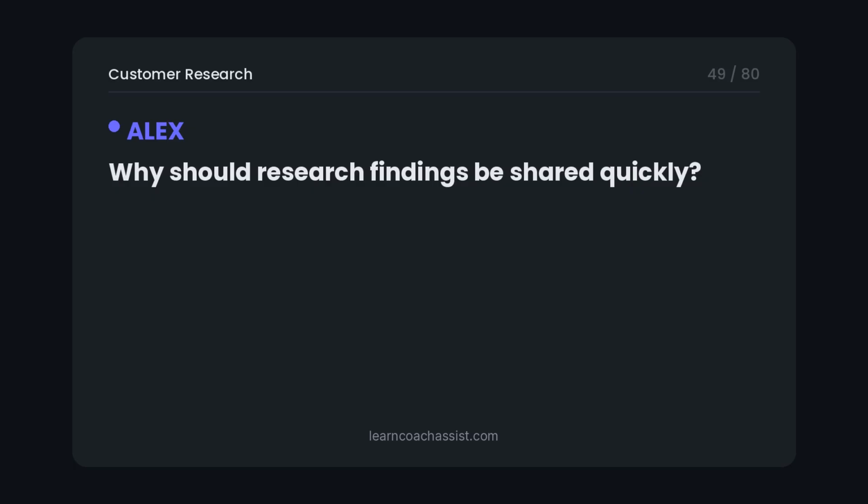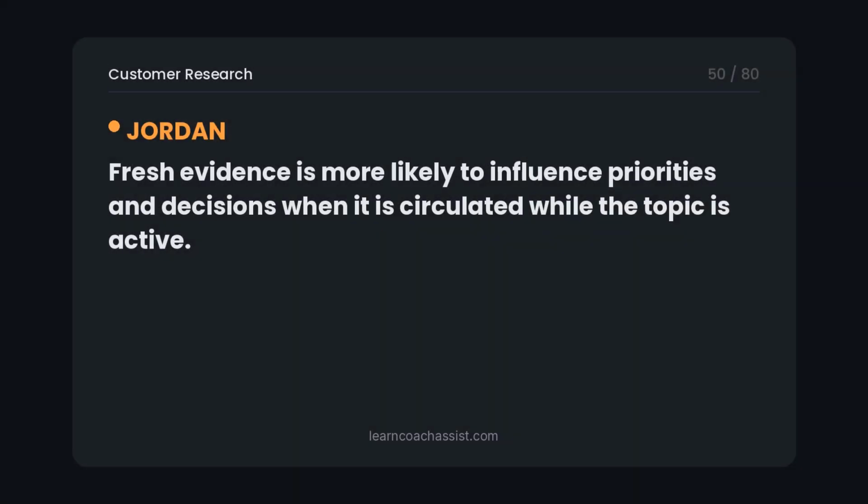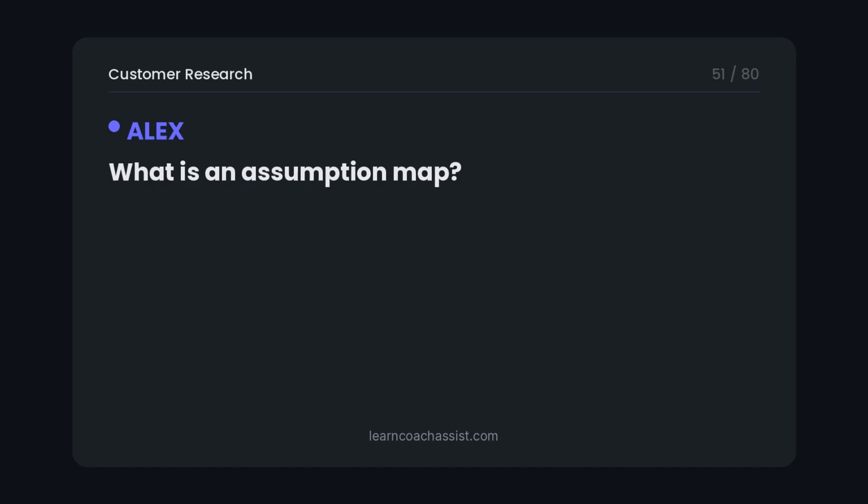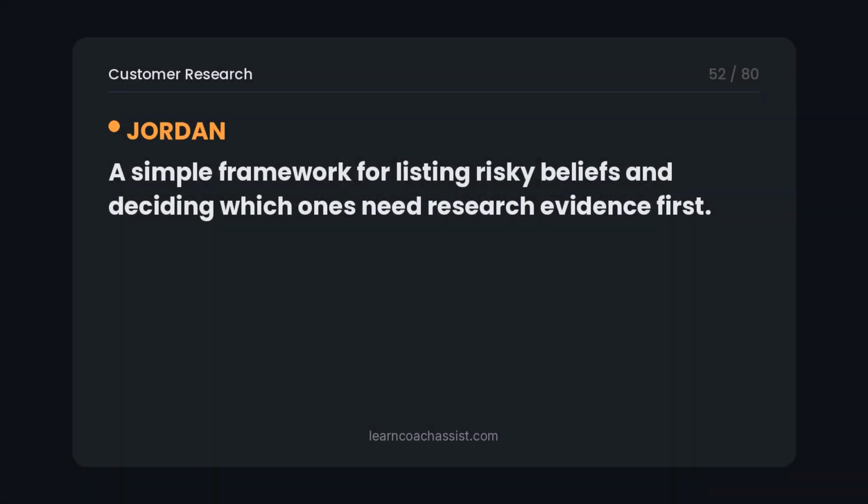Why should research findings be shared quickly? Fresh evidence is more likely to influence priorities and decisions when it is circulated while the topic is active. What is an assumption map? A simple framework for listing risky beliefs and deciding which ones need research evidence first.